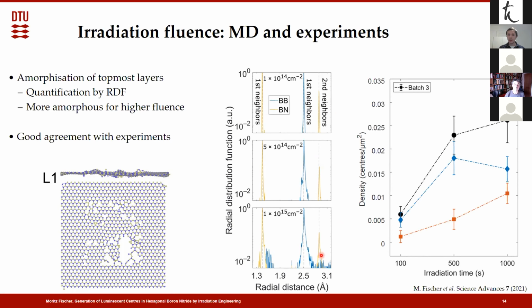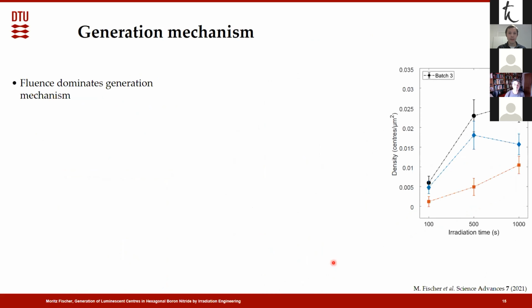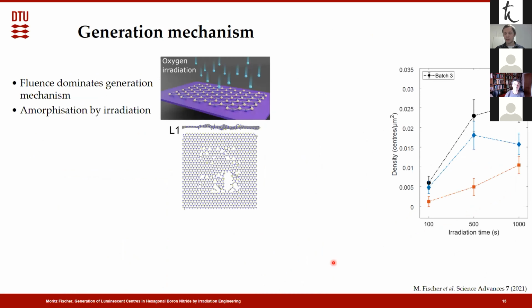And this quantification is in good agreement with our experiments, because we also obtain a higher density of luminescent centers when we increase the fluence. And that tells you that this is the major influence we find on the density of luminescent centers. So that has to dominate the generation mechanism of these. So let's come to this. As I told you, experimentally, the fluence dominates the generation mechanism.